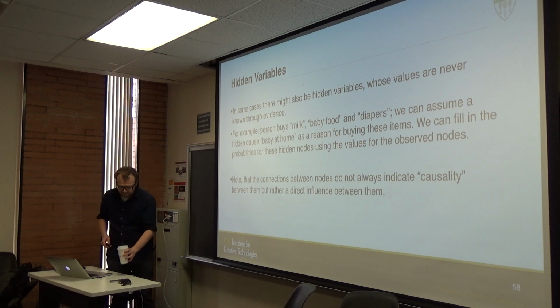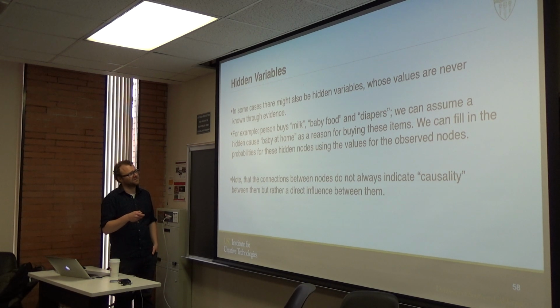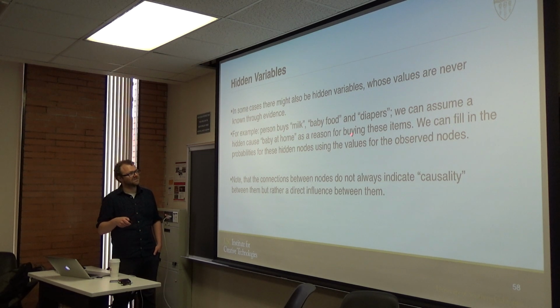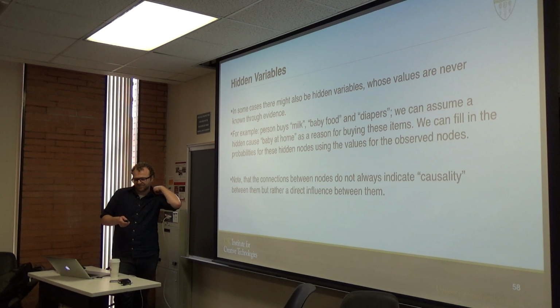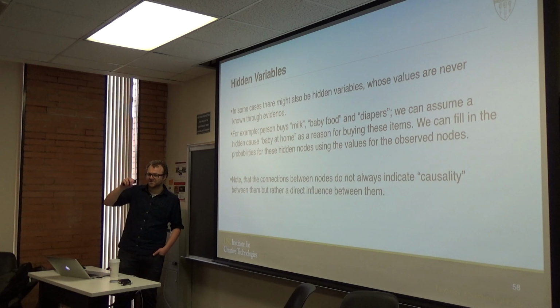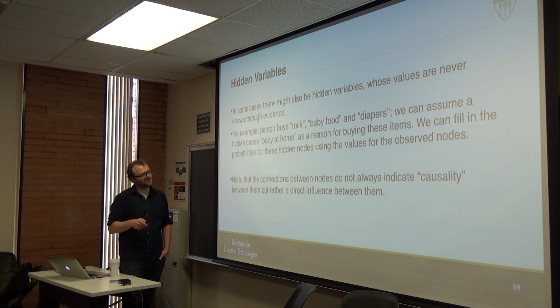Obviously, there could also be hidden variables that we do not observe. I gave one example here where a person buys milk, baby food, and diapers. Obviously there might be a baby at home, but we don't observe that, but it could be a hidden variable that causes this person to purchase these items. And also, if we observe cloudy weather, there are other hidden variables in play, such as humidity in the air, temperature, and so on. Okay. We could, however, also fill in the probabilities for these hidden nodes if we wanted to, so we can add those nodes to the graphs as well, and infer the probabilities for those hidden nodes given our data if we wanted to. Okay?